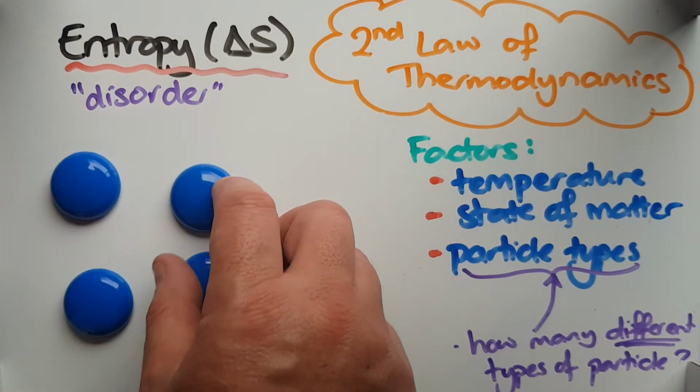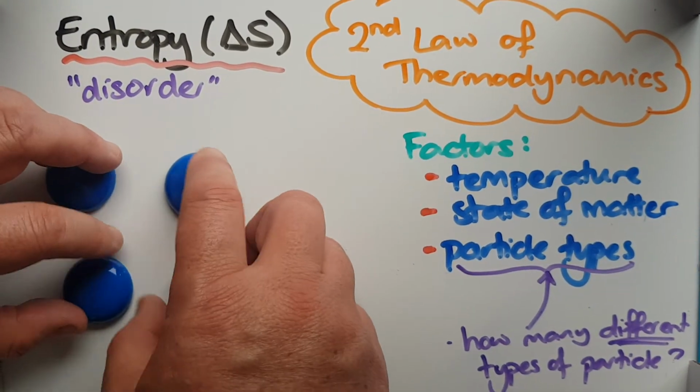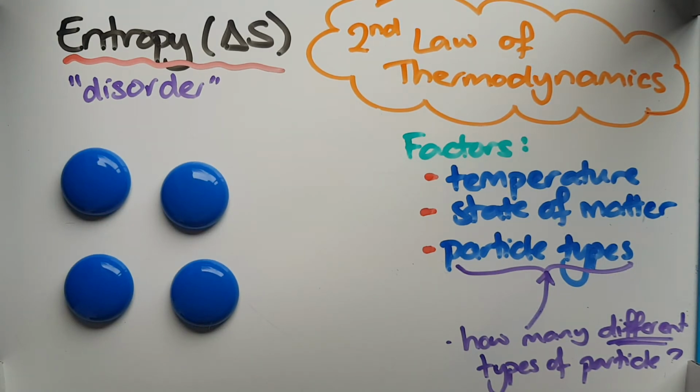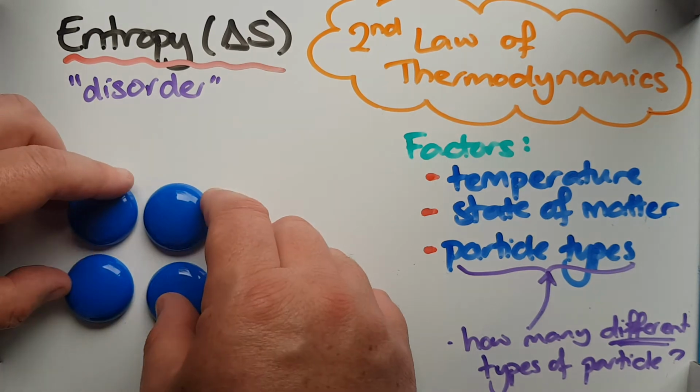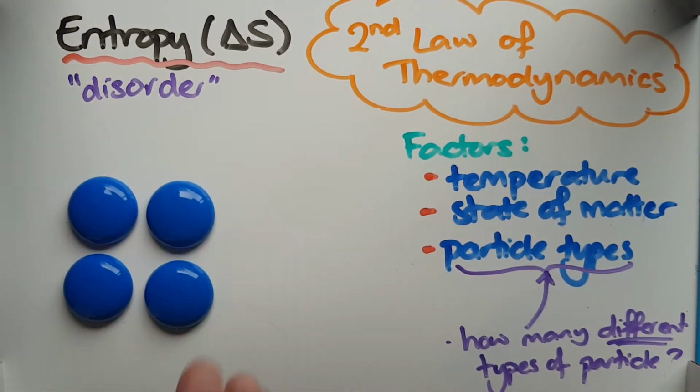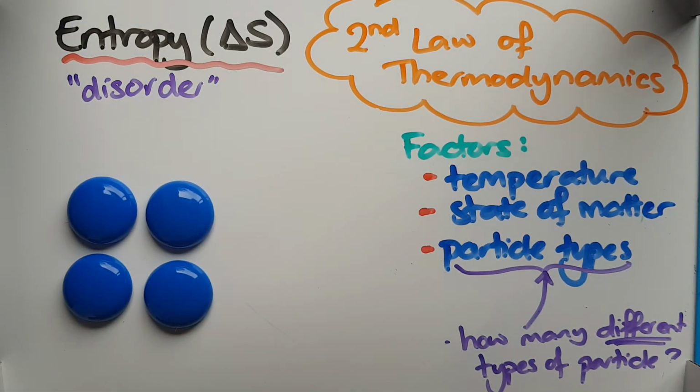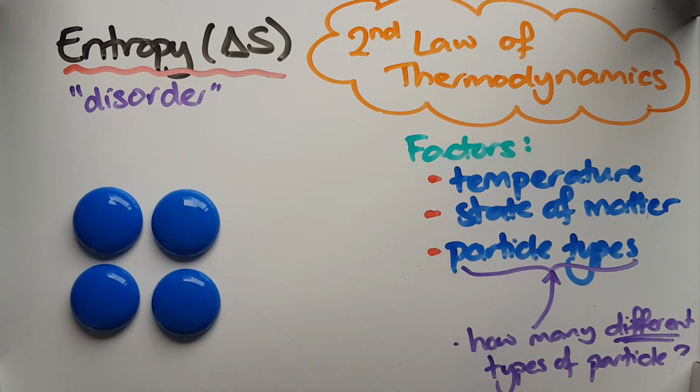They're still averaging out to be about the same distance apart, but it is not as well ordered as when they're much closer together. So when I heat a substance, and in this case I'm using a solid, but it could be a liquid or a gas, the particles have got more energy to move, so they're less likely to be organized. They're more likely to move around randomly.